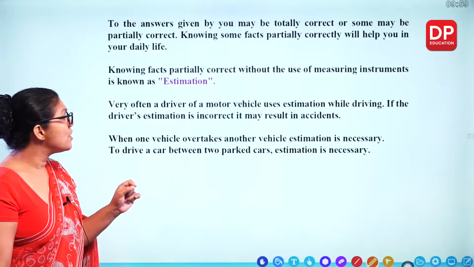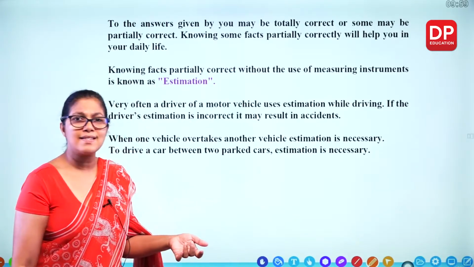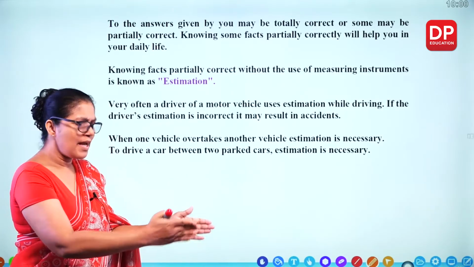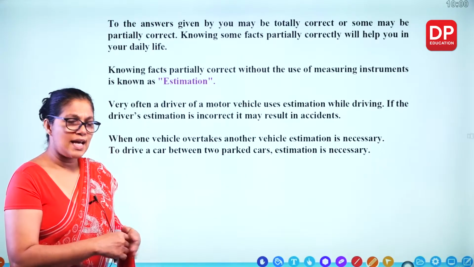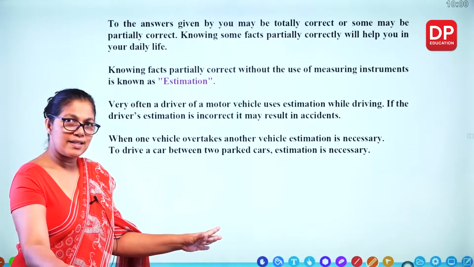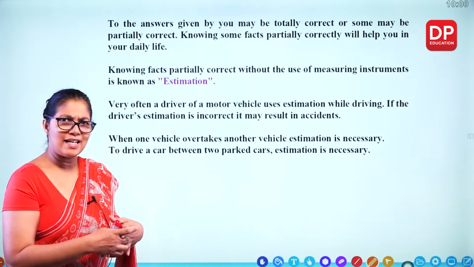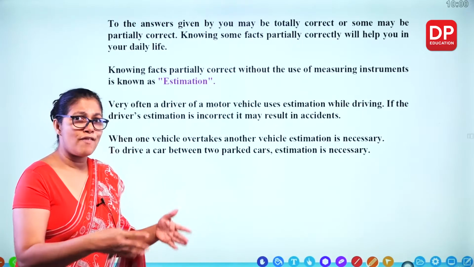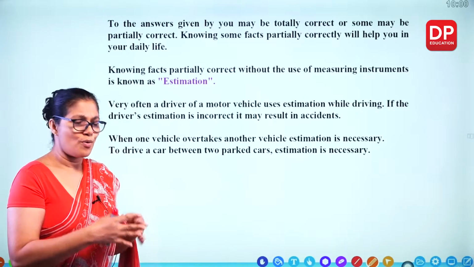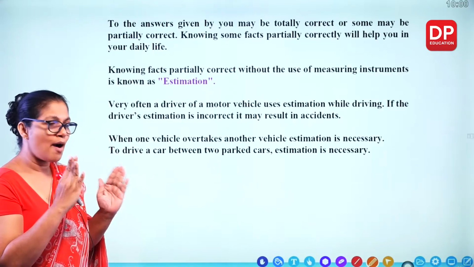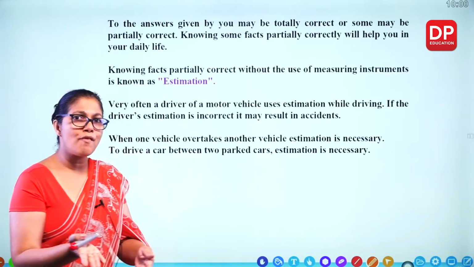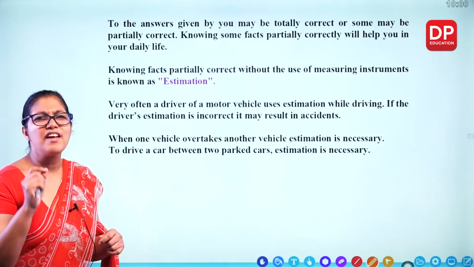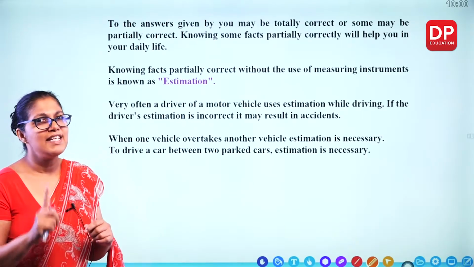When one vehicle overtakes another vehicle, estimation is necessary. To drive a car between two parked cars, estimation is necessary. Think about in the food city, there are parking slots and two vehicles parked there and there's a space in between. So do you get down and measure and see whether your vehicle can park? No, you need to have an idea about whether the space is enough to park your vehicle. So estimation is really important in daily work.